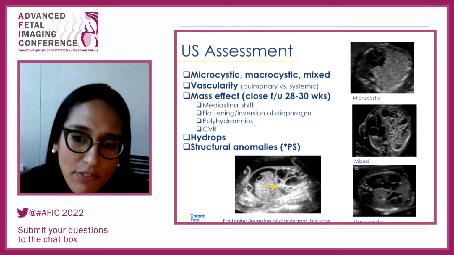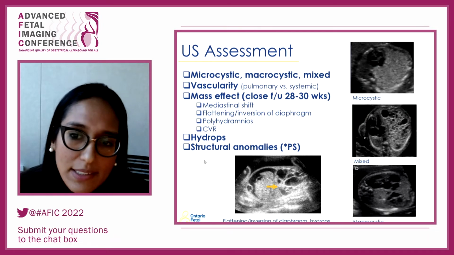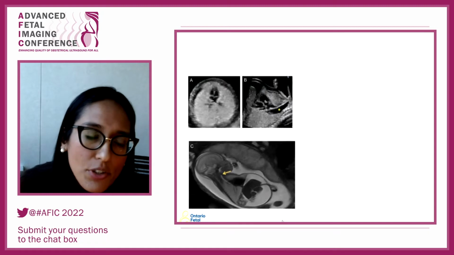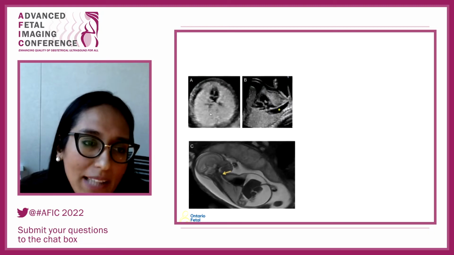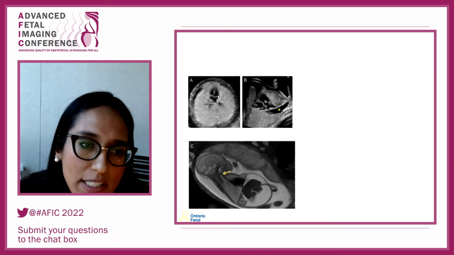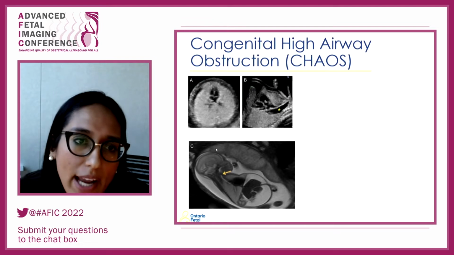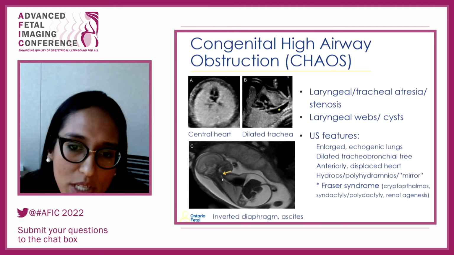So that's a very significant mass effect from a large macrocystic CCAM. So just a final echogenic lung lesion. This is a very large bilateral echogenic lung lesion with a centrally displaced heart, a very dilated trachea here on sagittal view. You see, again, a flattening of the diaphragm, a protuberant abdomen with some ascites. This is, of course, congenital high airway obstruction with a laryngeal atresia.